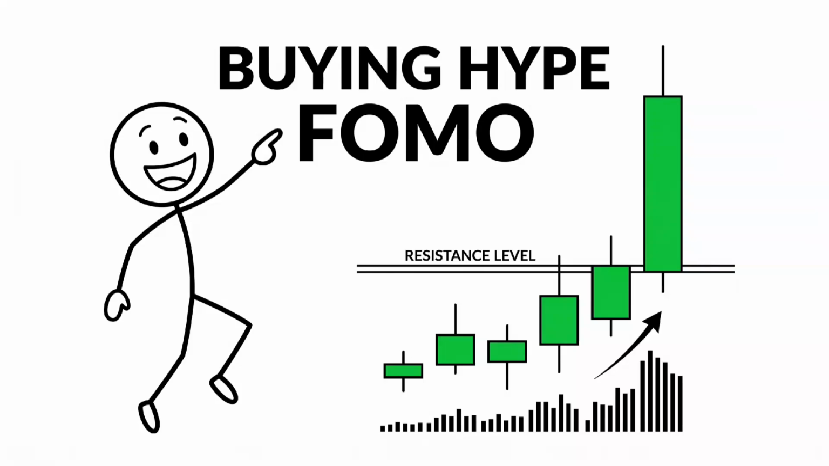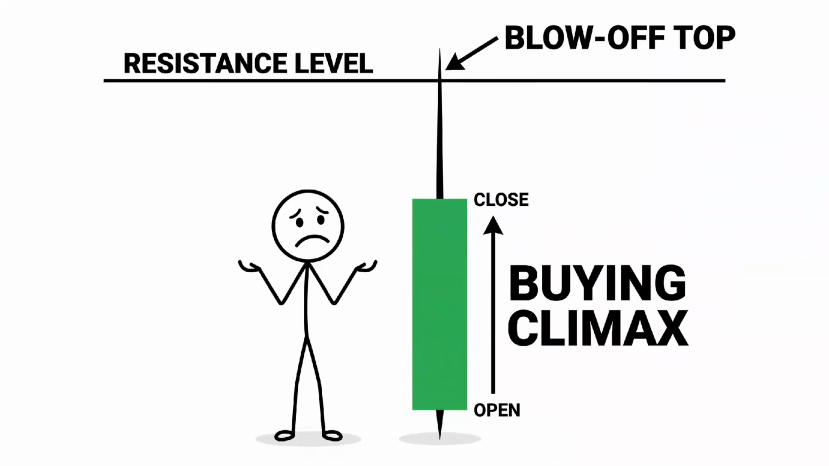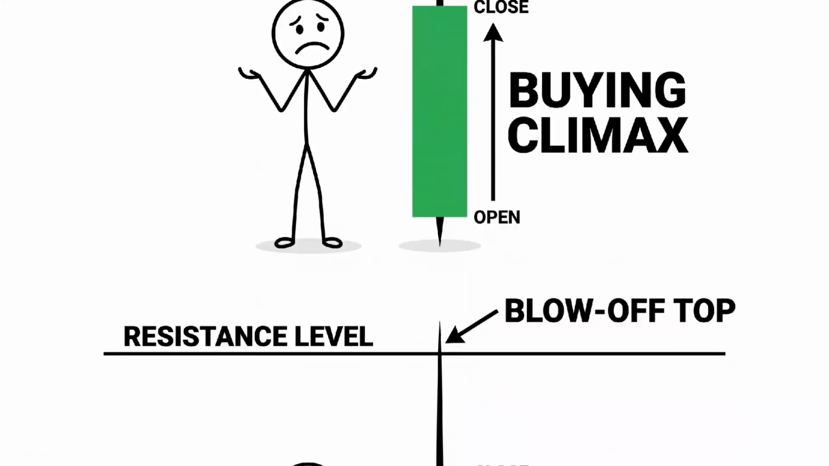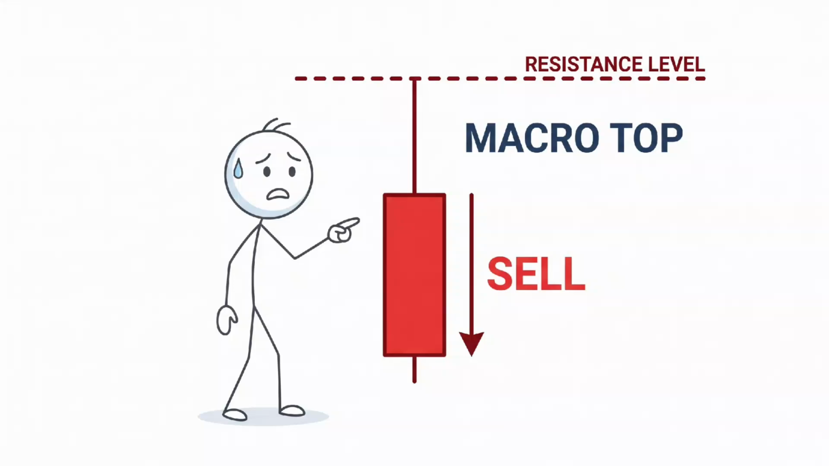Retail traders buy aggressively due to intense FOMO. However, this extreme spike in volume represents the final blow-off top. Institutions are dumping their remaining inventory into retail buy market orders. The candle often closes near its low or forms an upper wick, marking the absolute macro top of the trend.